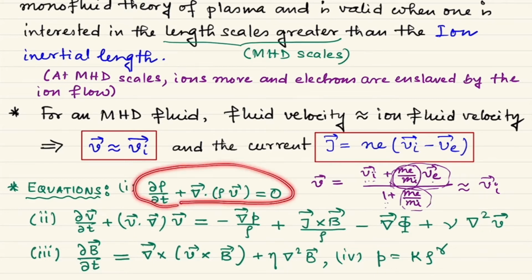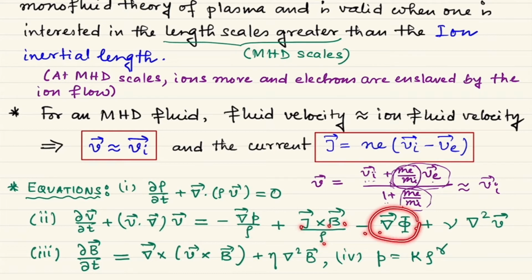Now if you remember the four governing equations of magnetohydrodynamics, as we said, first is the continuity equation: del rho del t plus divergence of rho V is equal to 0. Second is the momentum evolution equation, here written in terms of accelerations. So del V del t plus V dot nabla V is equal to minus nabla P by rho plus J cross B by rho minus gradient of phi, which represents the conservative body force, plus the viscous term nu times nabla square V.